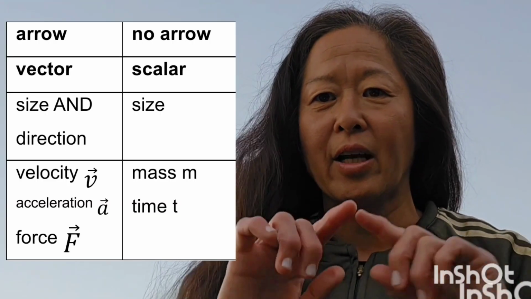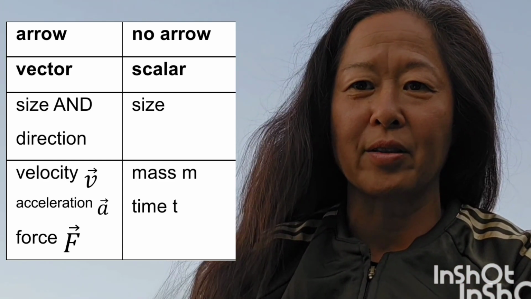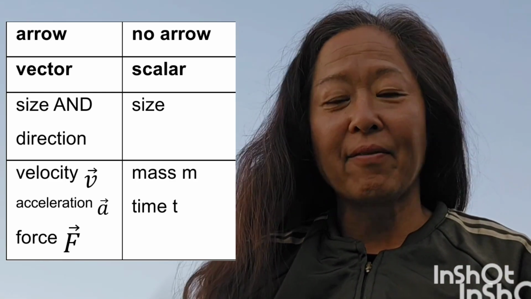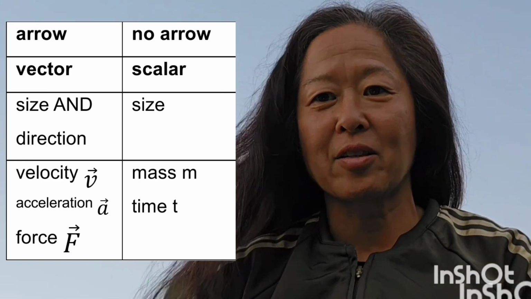So let's talk about the first group, which is letters with the arrows. The arrows above a letter mean that that variable is what we call a vector quantity. On the other hand, if the letter does not have an arrow above it, then it is what we call a scalar quantity. Okay, so now we got to define what that means. A vector is a quantity that has a size and a direction.